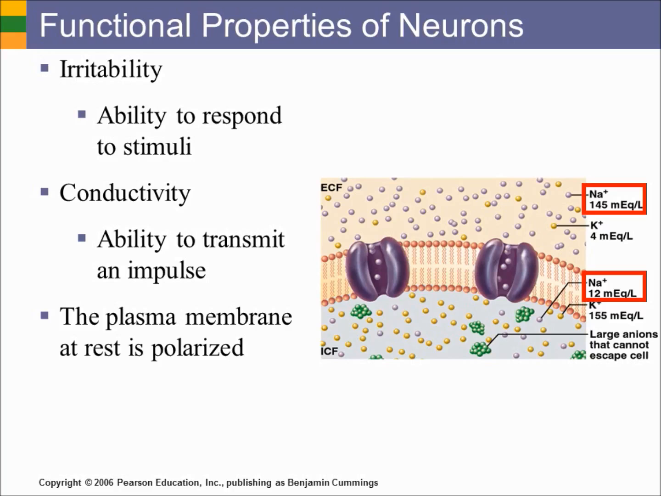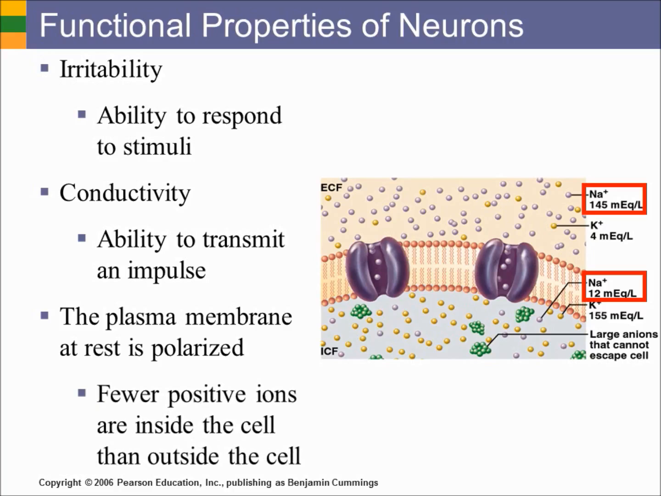Now, this difference is great enough that when you look at the number of positive ions, there's much more positive ions in the extracellular fluid than there is in the intracellular fluid. Okay, so in other words, the inside of the membrane is negative. And the number that we'll be talking about later on is minus 70 millivolts as a difference between the electroconductivity of the inside to the outside.